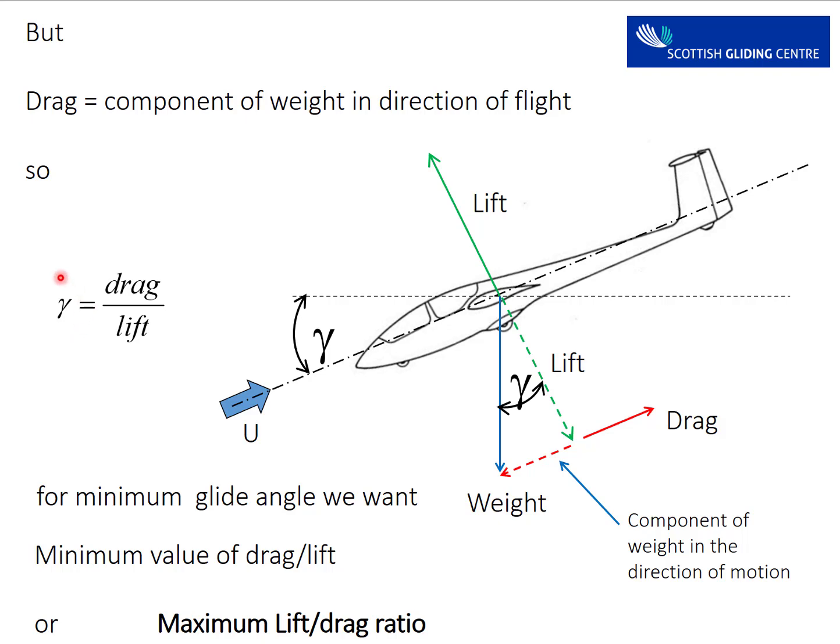Now for the minimum glide angle, we therefore want the minimum drag to lift ratio, and saying the minimum drag to lift ratio is the same as saying the maximum lift to drag ratio. Therefore, for the minimum glide angle, we want the maximum ratio of lift to drag.